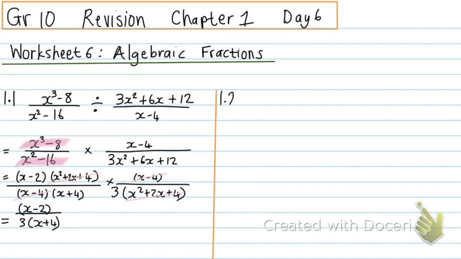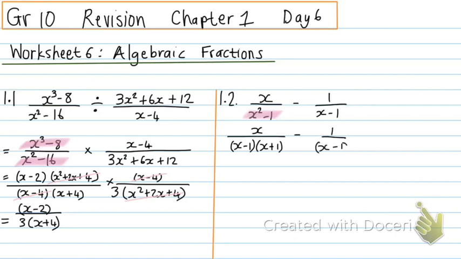Number 1.2. x over (x squared minus 1) minus 1 over (x minus 1). First I'm going to factorize. So this bottom one I can factorize. It's a difference of two squares, x minus 1, x plus 1. And because I'm subtracting with fractions, I need to find an LCM. So the LCM, in this case, would be x minus 1, x plus 1.